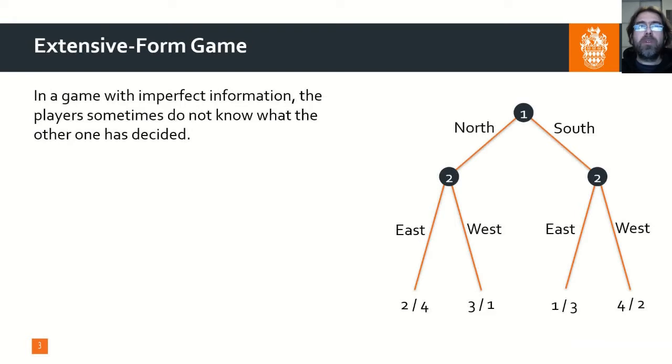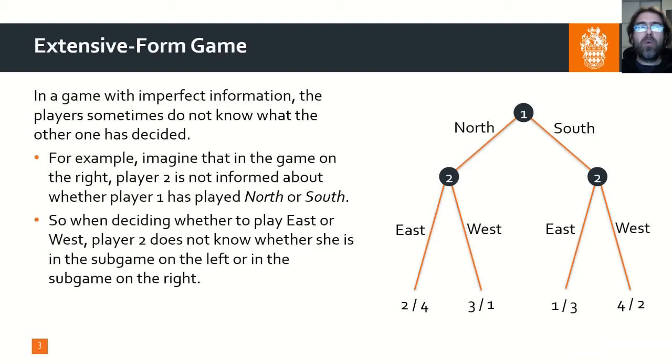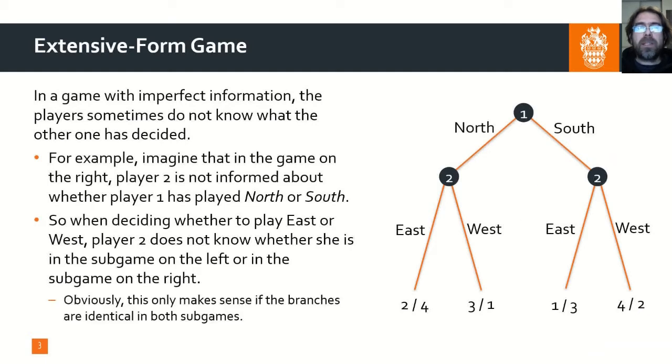In a game with imperfect information, the players sometimes do not know what the other one has decided. So for example, imagine that in the game on the right, player 2 is not informed about whether player 1 has played north or south. So when deciding whether to play east or west, player 2 does not know whether she is in the subgame on the left or in the subgame on the right. Obviously, this only makes sense if the branches are identical in both subgames.